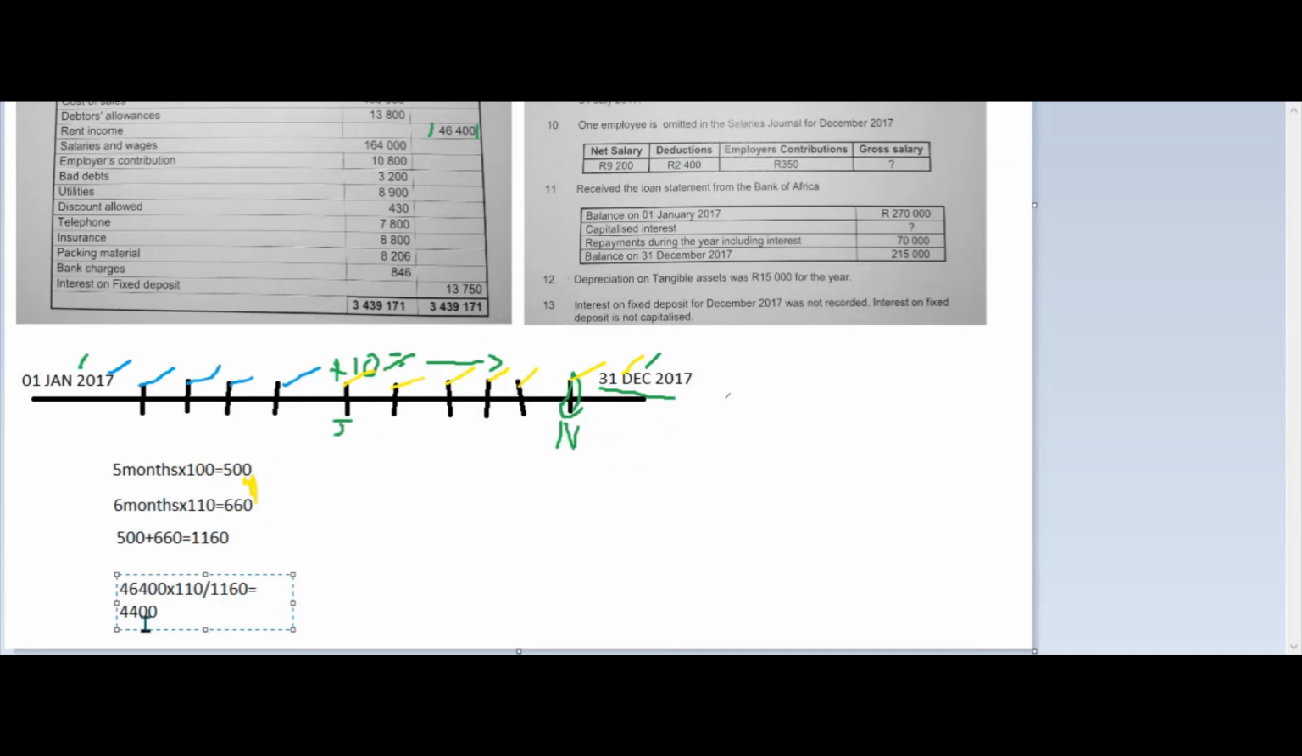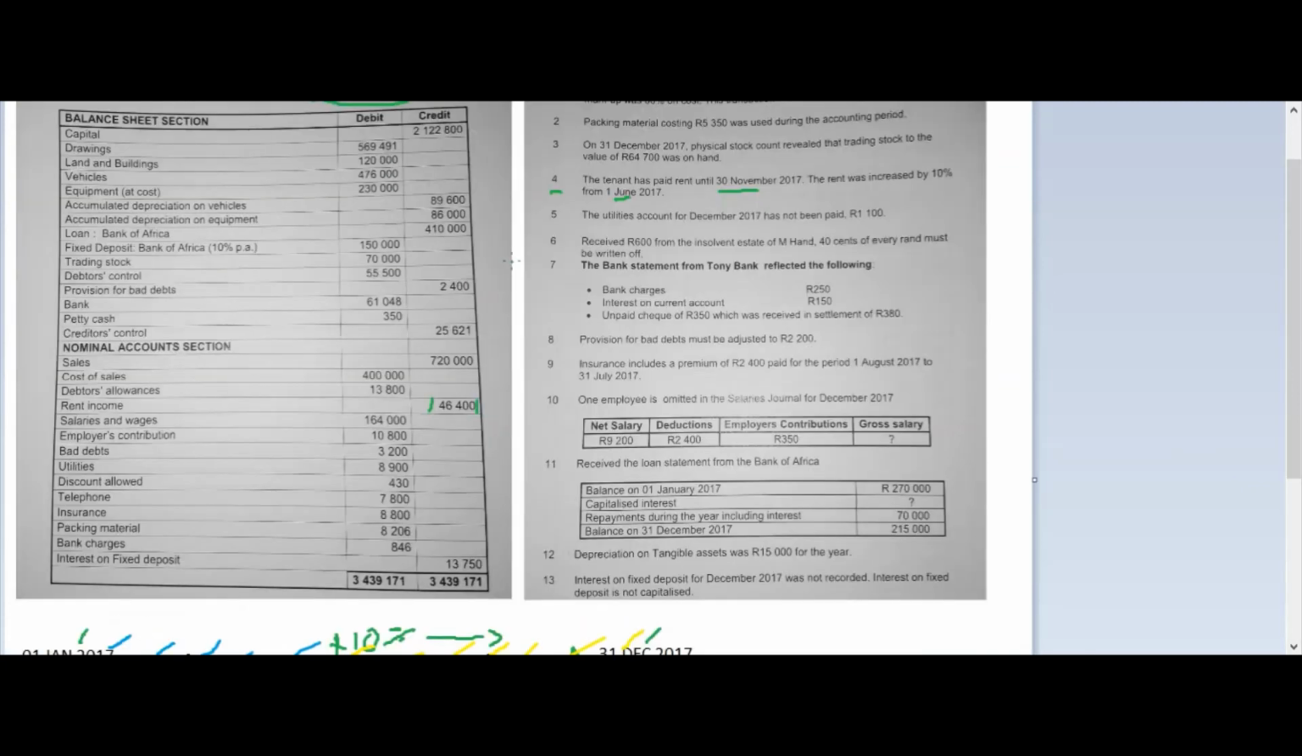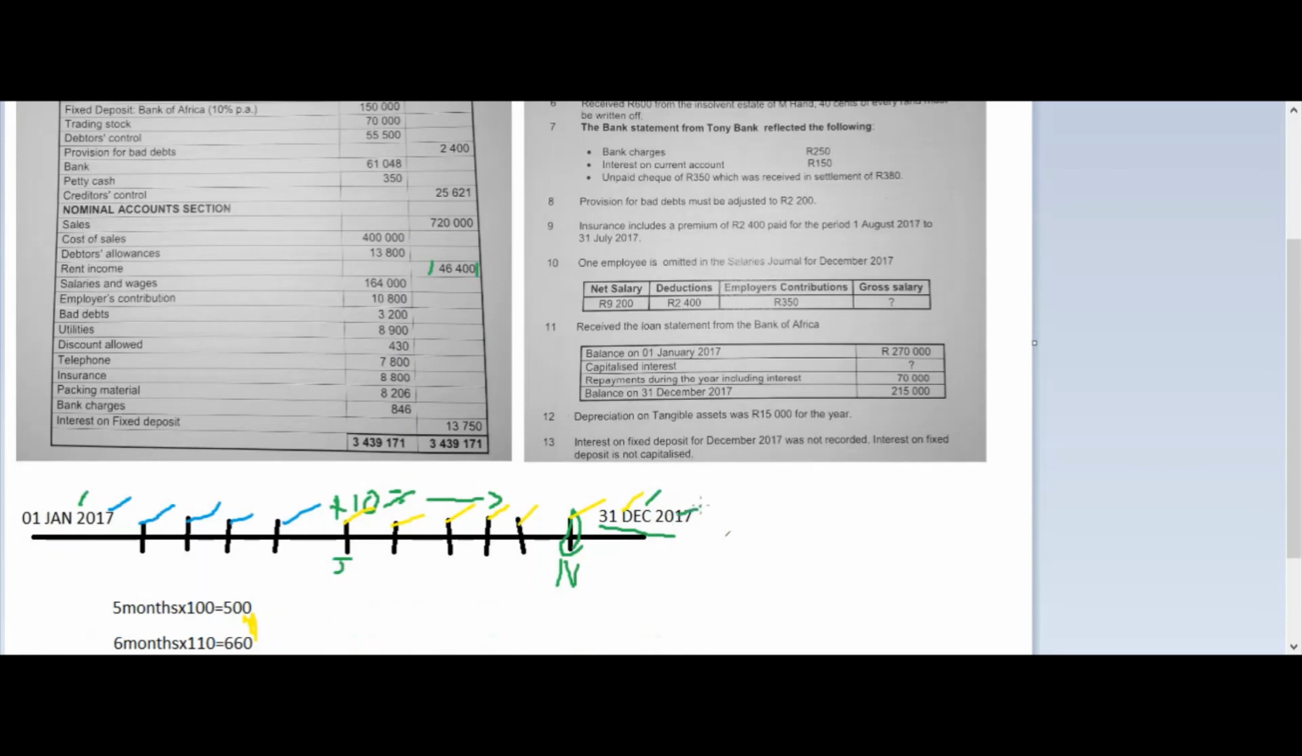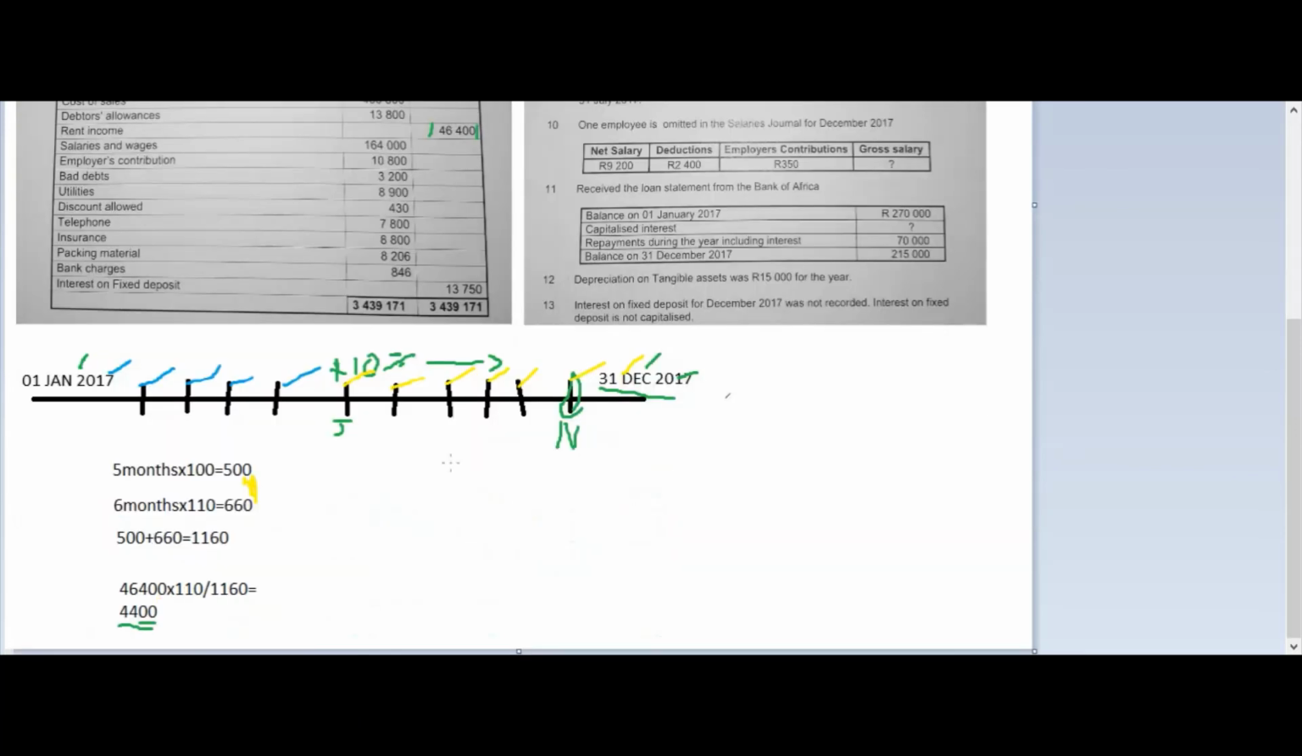Now this amount over here is actually my rent with an additional 10% increase, meaning that I've just found out that my December amount that I've been looking for is worth 4,400. Because of this, the 4,400 includes a 10% increase.